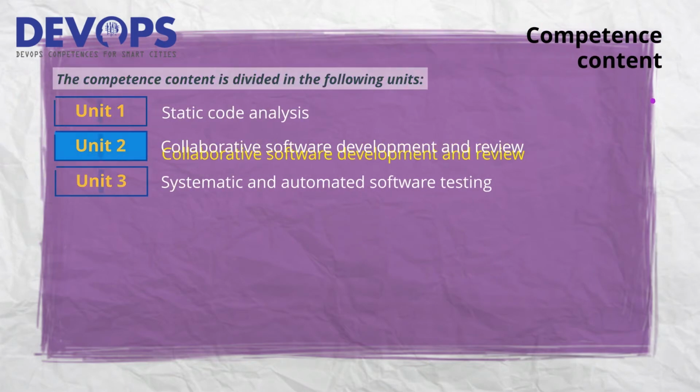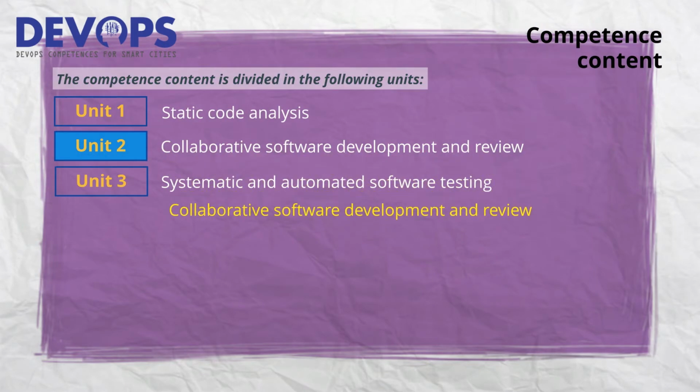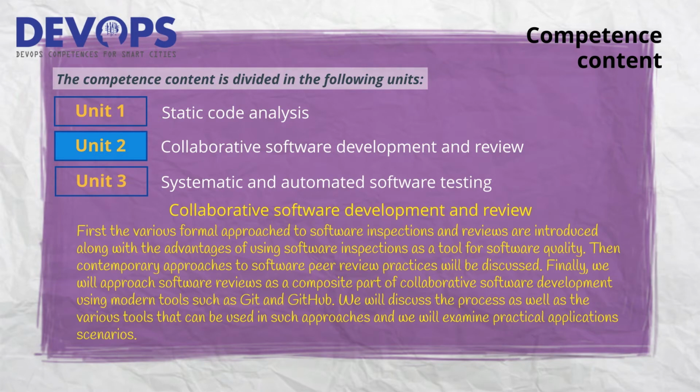The second unit presents collaborative software development in general, and in particular software inspections and reviews. First, the various formal approaches to software inspections and reviews are introduced, along with the advantages of using software inspections as a tool for software quality. Then contemporary approaches to software peer review practices will be discussed. Finally, we will approach software reviews as a composite part of collaborative software development using modern tools such as Git and GitHub. We will discuss the process as well as the various tools that can be used in such approaches, and we will examine practical application scenarios.